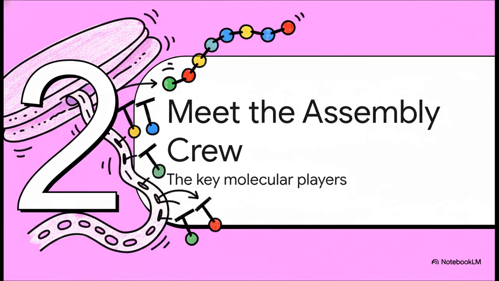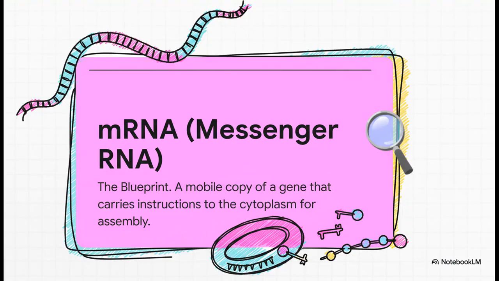So we've got the language down, but a blueprint is no good without the crew and the machinery to actually read it and build from it. So let's meet the key players that make all of this happen. First up, we have messenger RNA, or just mRNA. This is our blueprint. It's a temporary, mobile copy of a gene that can safely leave the protected nucleus and travel out into the busy cytoplasm where all the action is.